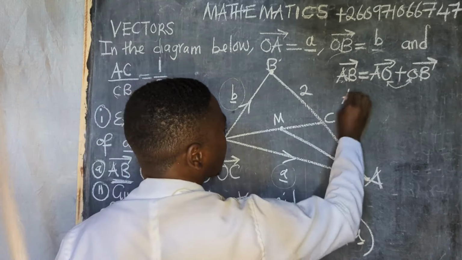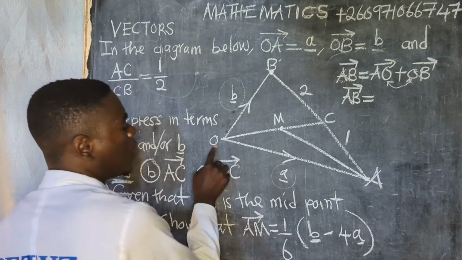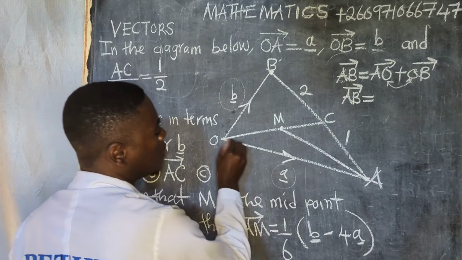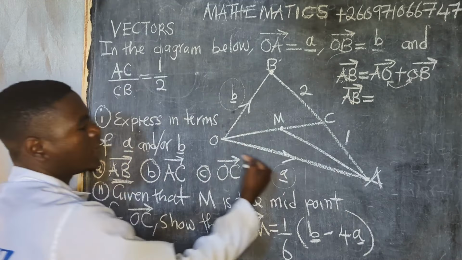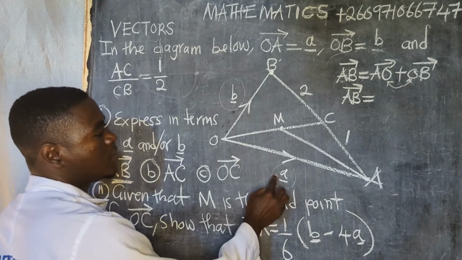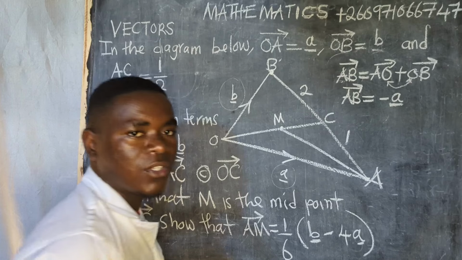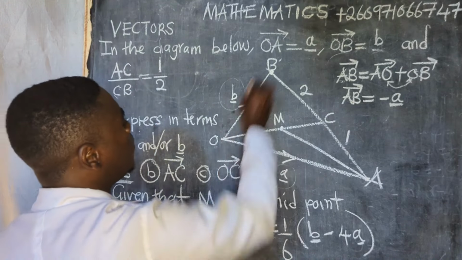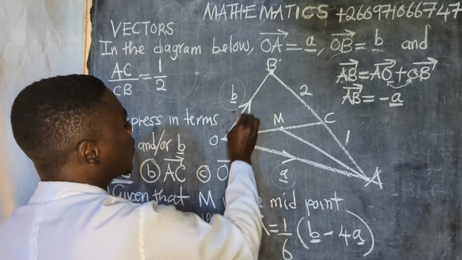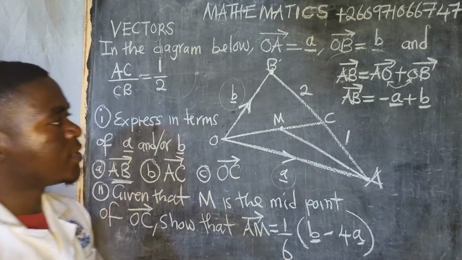So AB is equal to AO plus OB. What is our AO? Have you seen where this arrow is going? We are going against the arrow. So under vectors, each time you are going against, it means this should be a negative. So negative vector A. Then OB, we are going with the arrow, so this is just plus B.